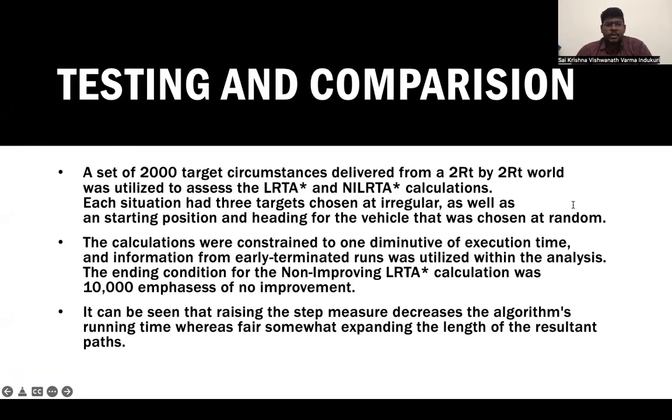So a set of 2000 target scenarios delivered for a 2 RT by 2 RT world was used to assess the LRTA star and NILRTA star algorithms. Each scenario has three targets chosen at random, as well as starting positions and heading for the vehicle that was chosen at random.